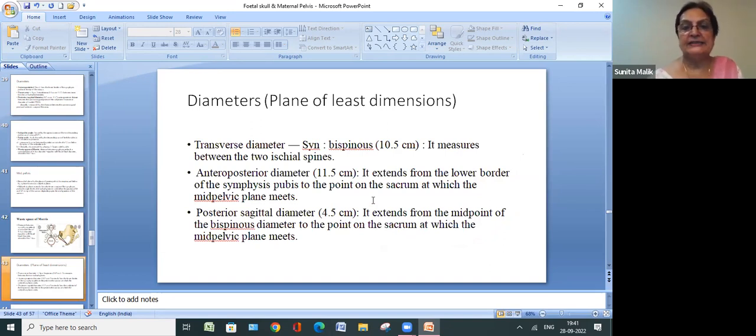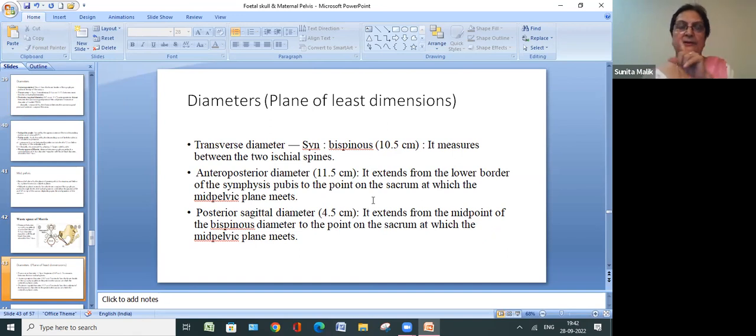The plane of least dimensions: the transverse diameter between the two spines is 10.5 centimeters. The AP diameter is 11.5 centimeters, from the lower border of symphysis pubis to the point on the sacrum at which the mid pelvic plane meets. And the posterior sagittal diameter at the level of ischial spines is 4.5 centimeters. So these are all the diameters which you are supposed to remember.